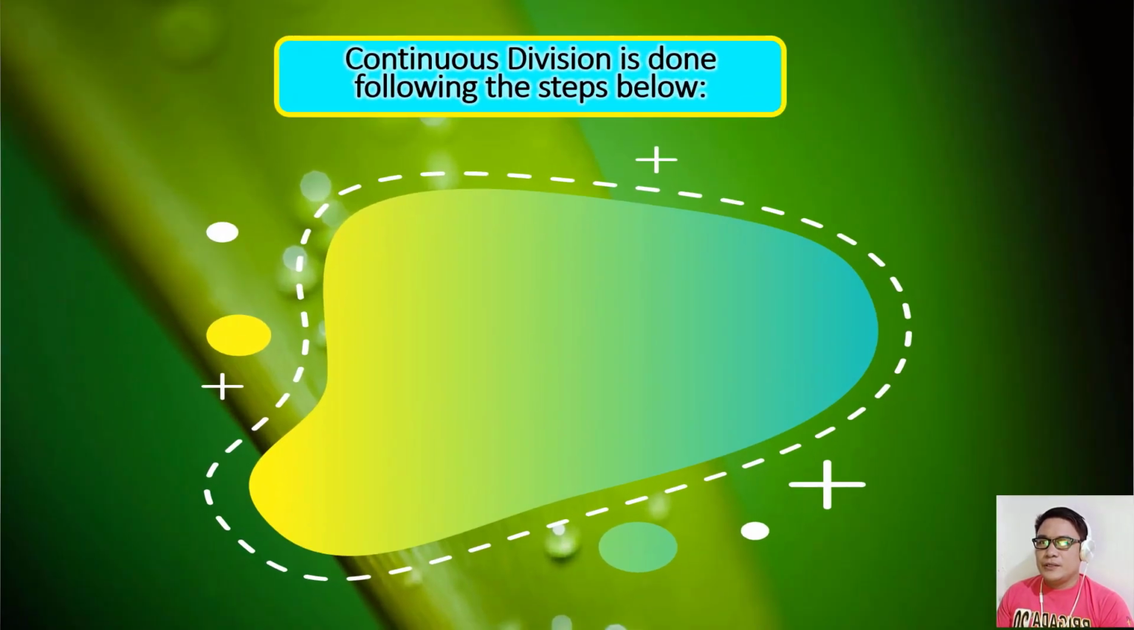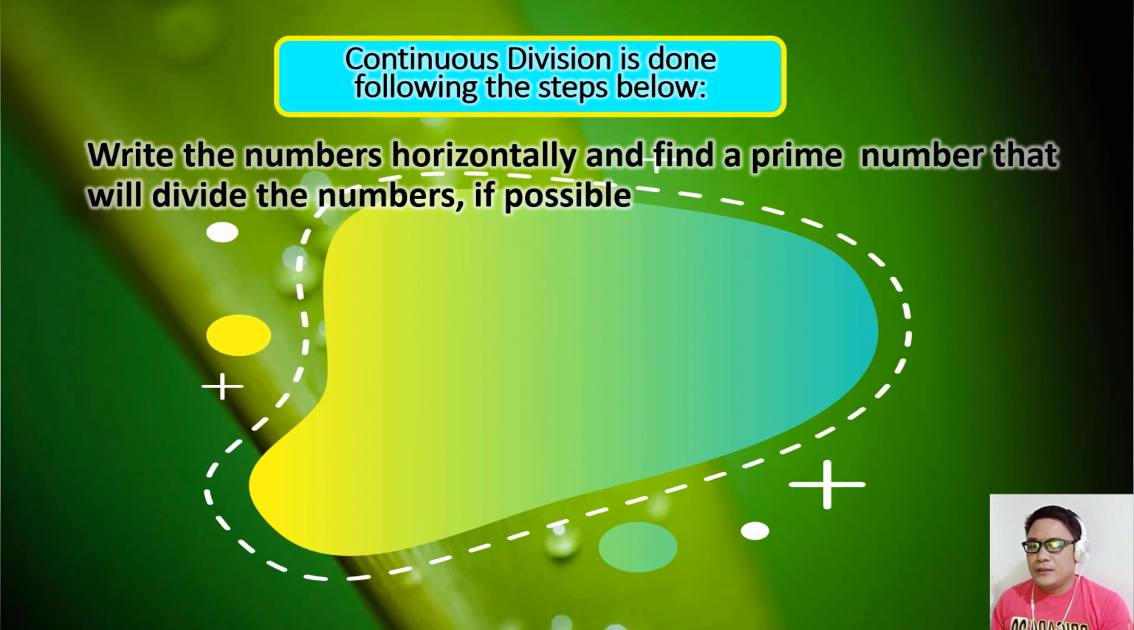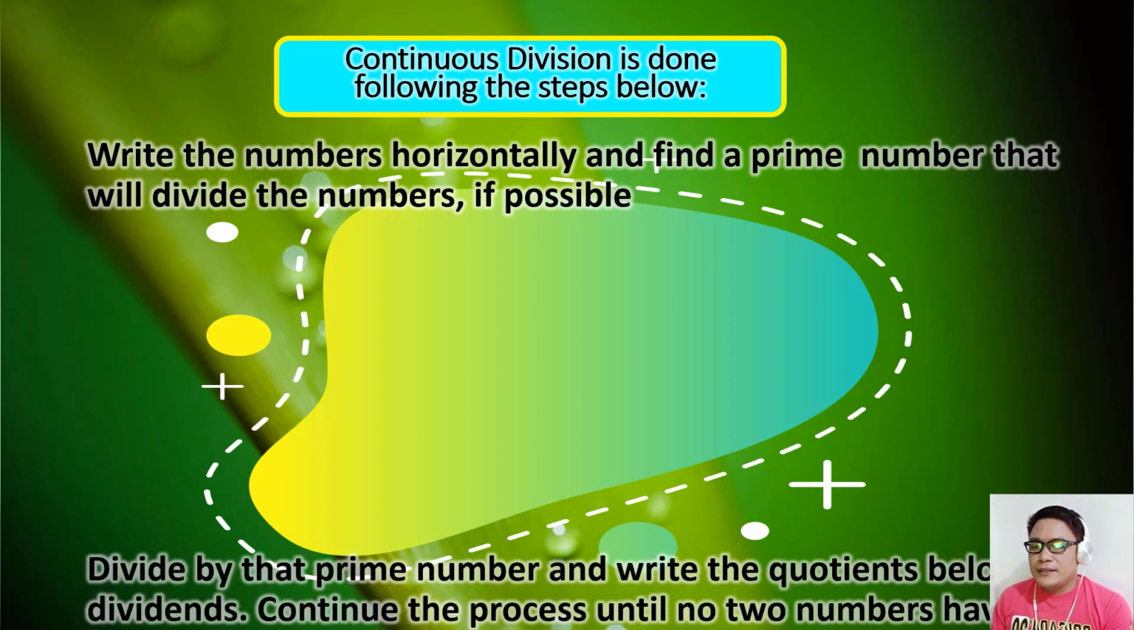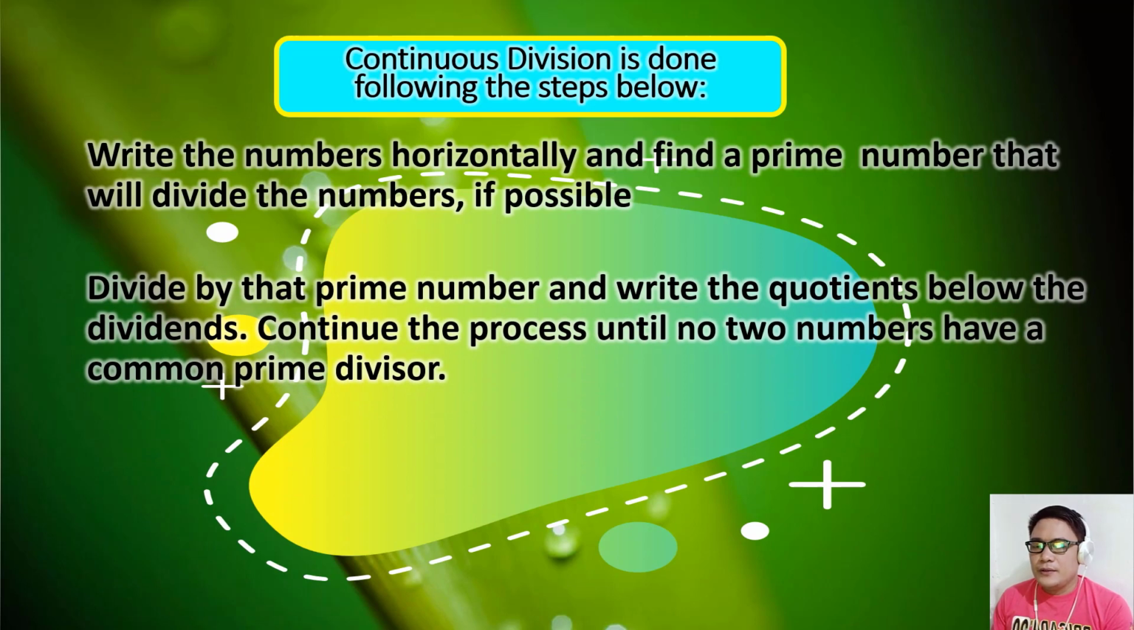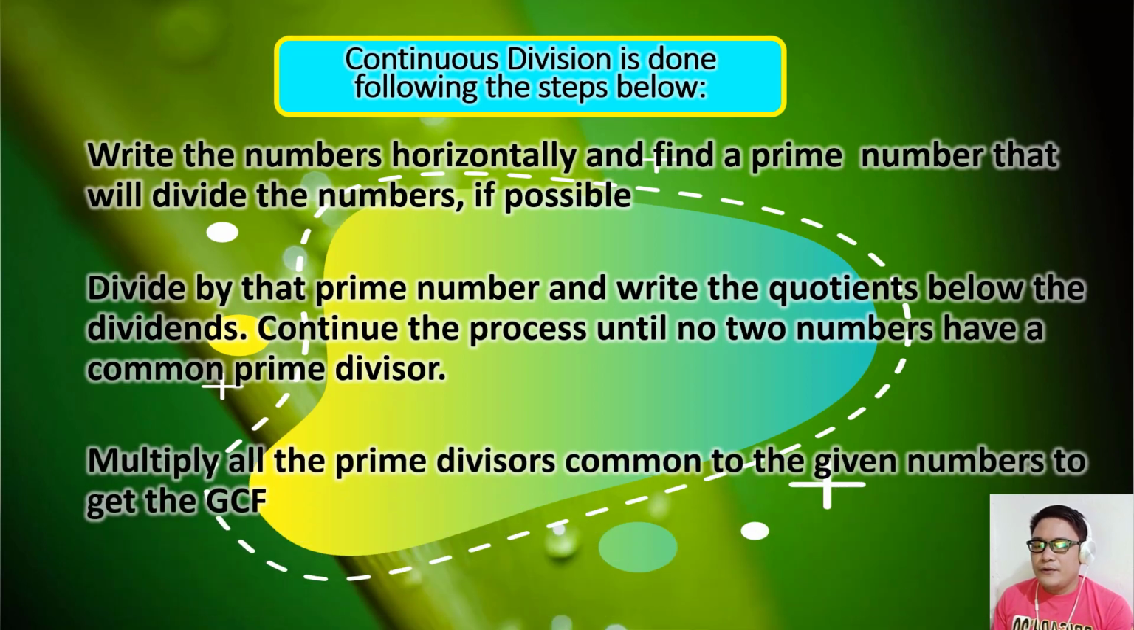Solution number 3 using continuous division. Continuous division is done in the following steps. First, write the numbers horizontally and find a prime number that will divide the numbers if possible. Next, divide by that prime number and write the quotient below the dividends. Continue the process until no two numbers have common prime divisors. And multiply all prime divisors common to the given numbers to get the GCF.